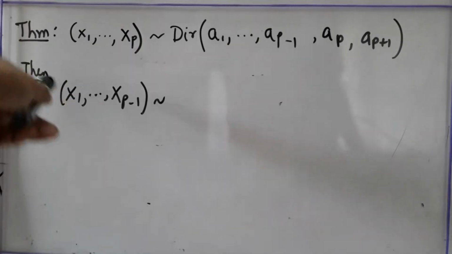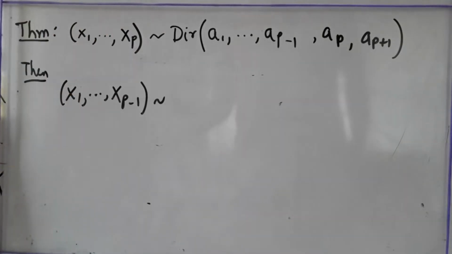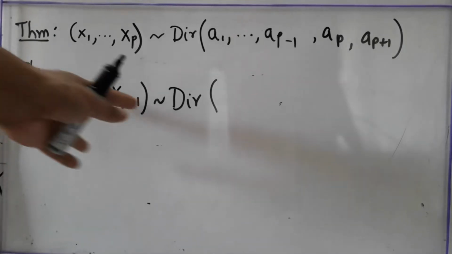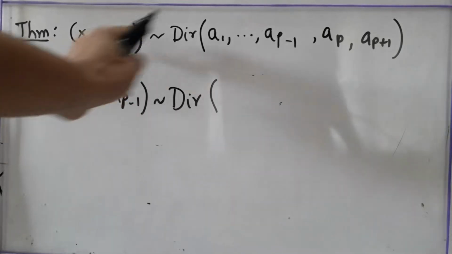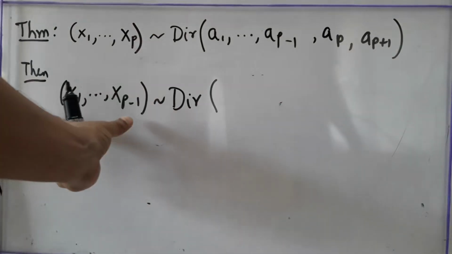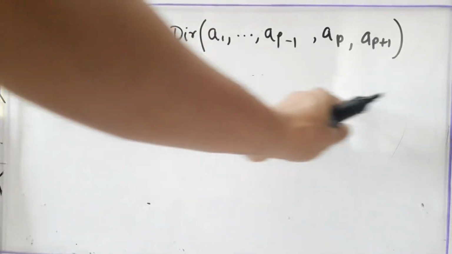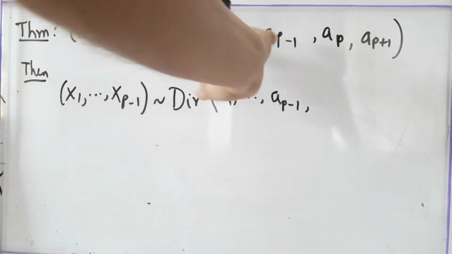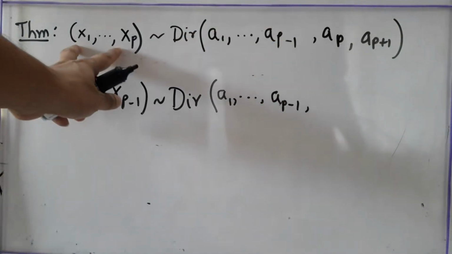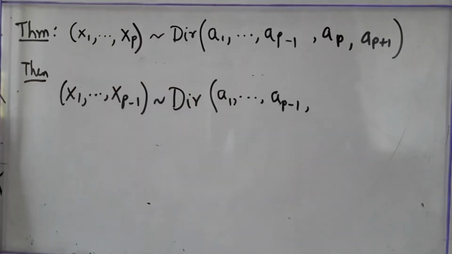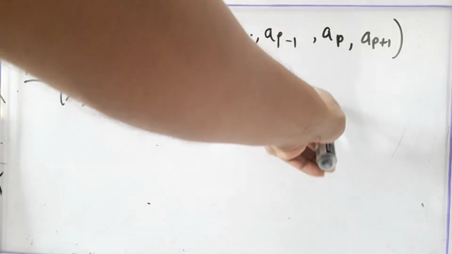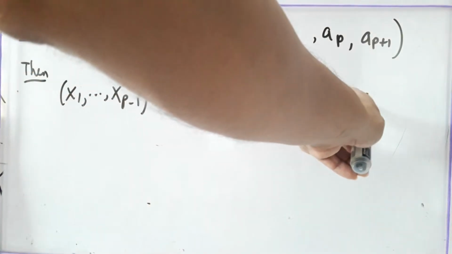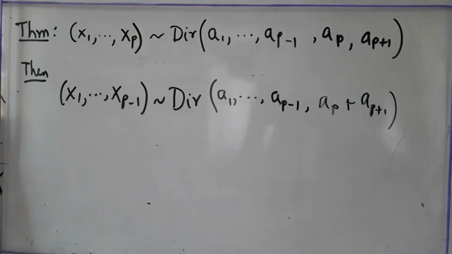So the marginal distribution of the first p minus 1 will again be, you have guessed it, another Dirichlet. But now the dimension has gone down. Earlier I had p things here, so p plus 1 things here. Now I have p minus 1 things here, so I am going to have only p things here. The first p minus 1 will be exactly copied from here, and then these two will get added up and serve as the last parameter, ap plus a p plus 1.